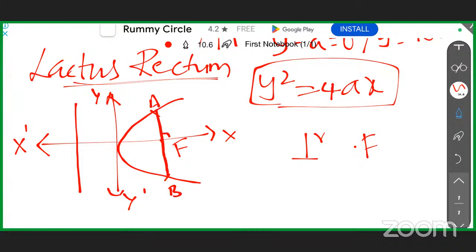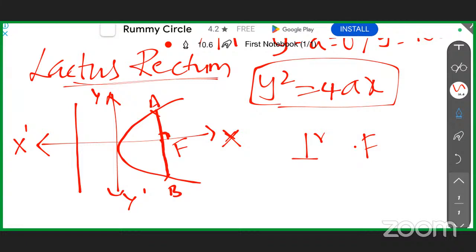Did you understand what is the latus rectum? I am telling. A line passing through the focus, perpendicular to the axis of parabola. My axis of parabola is the x-axis in this parabola. So see, it is perpendicular to the axis of parabola and meeting the parabola at both the ends. Such a line is called latus rectum.